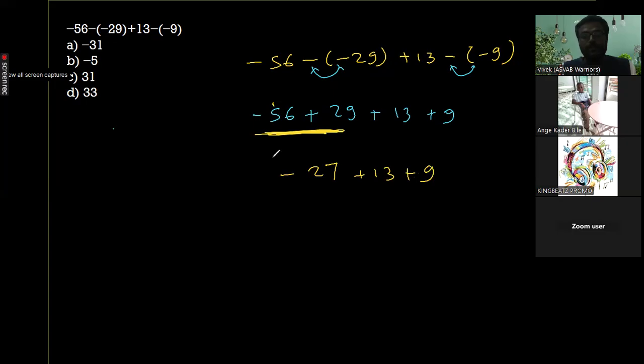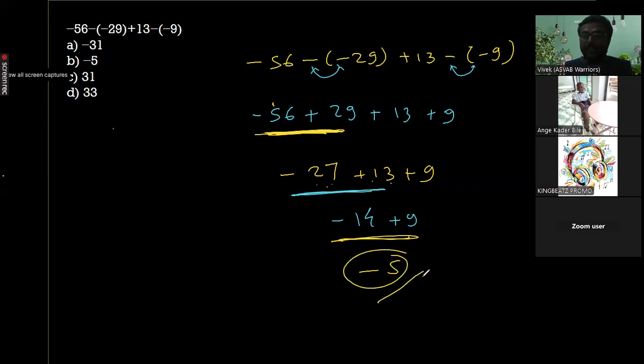Plus 13 plus 9. Now again, we are having two numbers with different signs. So what you need to do, you subtract. Different signs, subtract first. And then take the sign of the larger number. 7 minus 3 is 4. 2 minus 1 is 1. So negative 14 plus 9. Again, what do we have? Two numbers with different signs. So you subtract. 14 minus 9 would be 5. And take the negative sign of the 14. So B is correct.